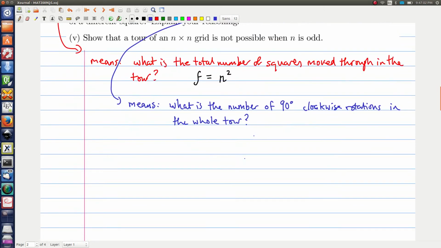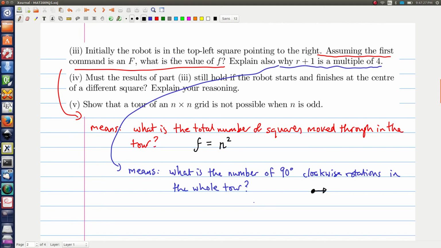So that means we should think about the end of the tour and the beginning of the tour. So what's common in all cases for the end of the tour and the beginning of the tour? Well, let's say at the end of the tour we have this rotation. What orientation do we have at the end? Well, I hope you can see that, especially since they told us that the... actually, did they restrict this to the case of starting in the top left corner?